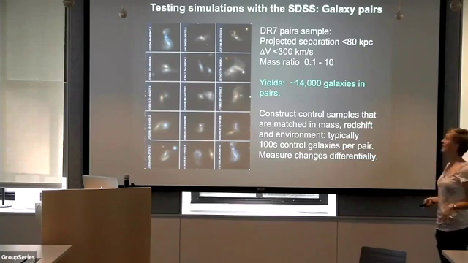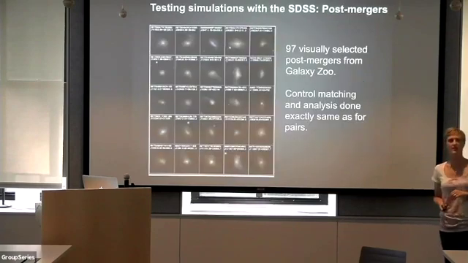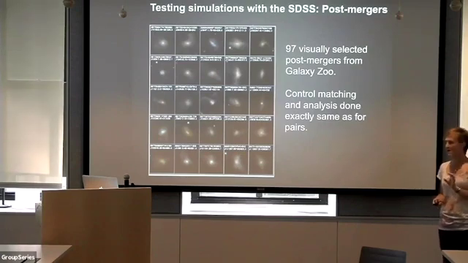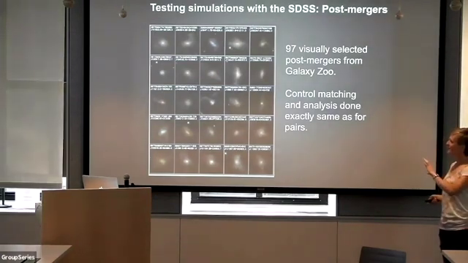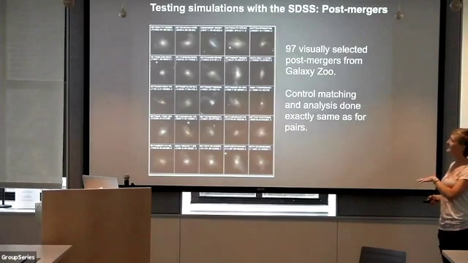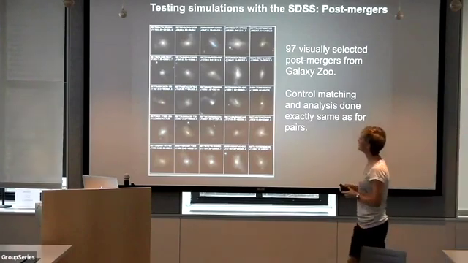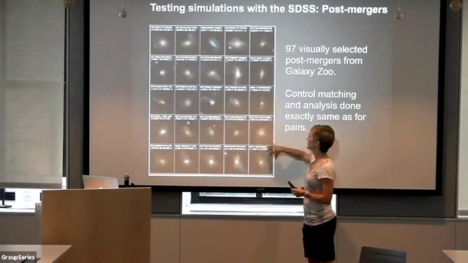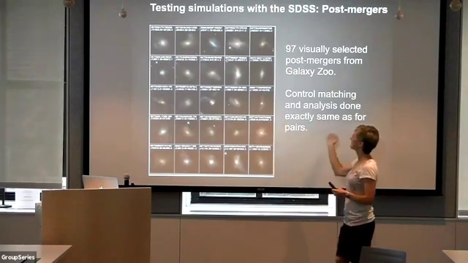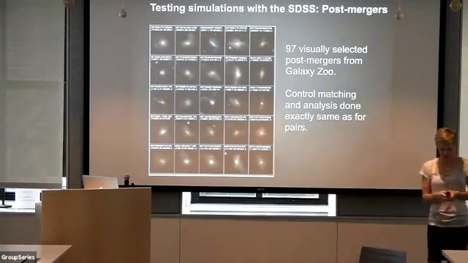The second part of the sample, beyond the pairs, then is the post-merger sample. So these are now single galaxies where they have been identified visually in galaxy view by their very strong and obvious tidal features. I'm not sure how well it shows up on the projector, but these galaxies all have really obvious shells and tidal features. These are the kind of ultimate train wreck.